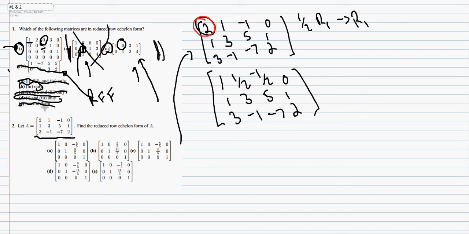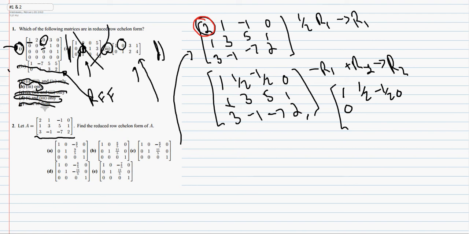Now we can start reducing this row by doing negative R1 plus R2 changes R2. So we want to reduce this, and we get a 1, 1 half, negative half, 0, 0. You can do this on the side, and you would get 5 over 2, okay, and then you would get 11 over 2, and you would get over here, you would get a 1.